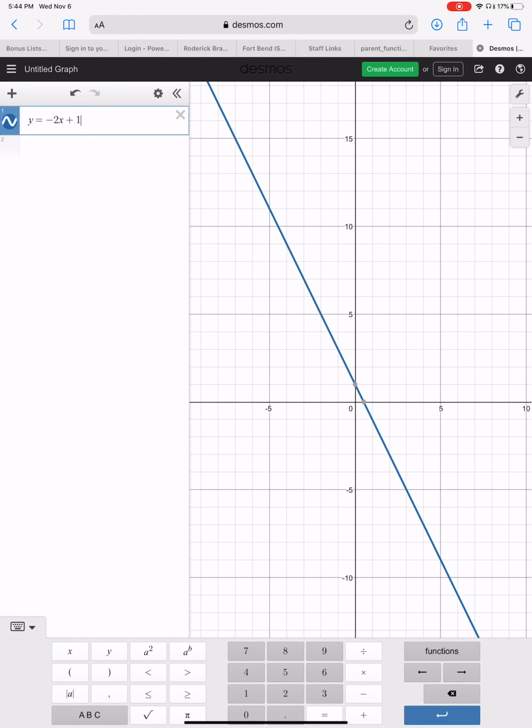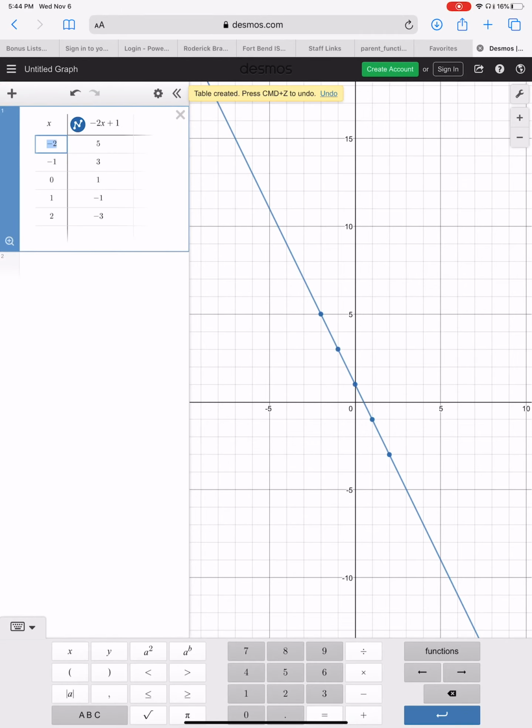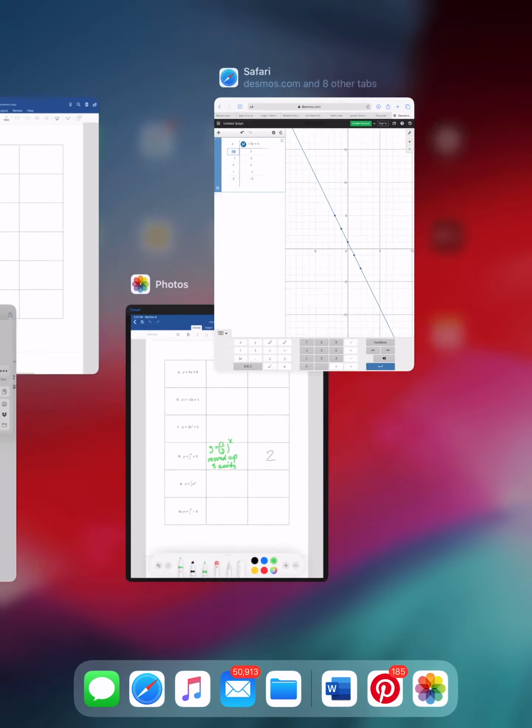So we see that this is a line graph. This line is crossing the y-axis at 0, 1, crossing the x-axis at 0.5. We got some other points on here. You can find different points, even go to the table, and we'll get some points there. All right. So I'm looking for a line. This has a negative slope. It's crossing through the y-axis at 1 and crossing through the x-axis at 0.5.